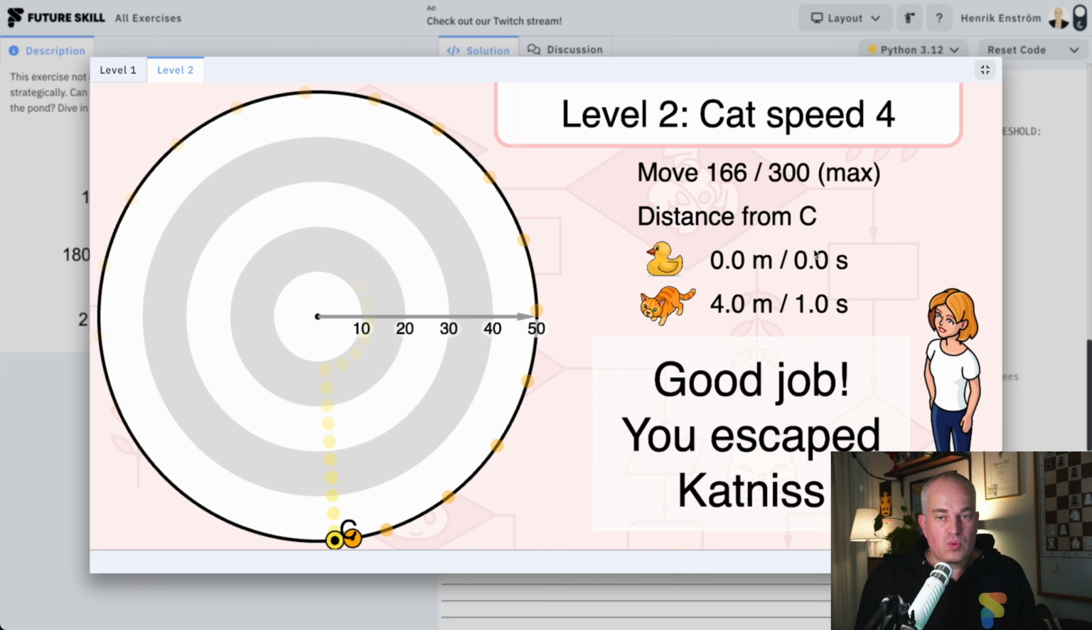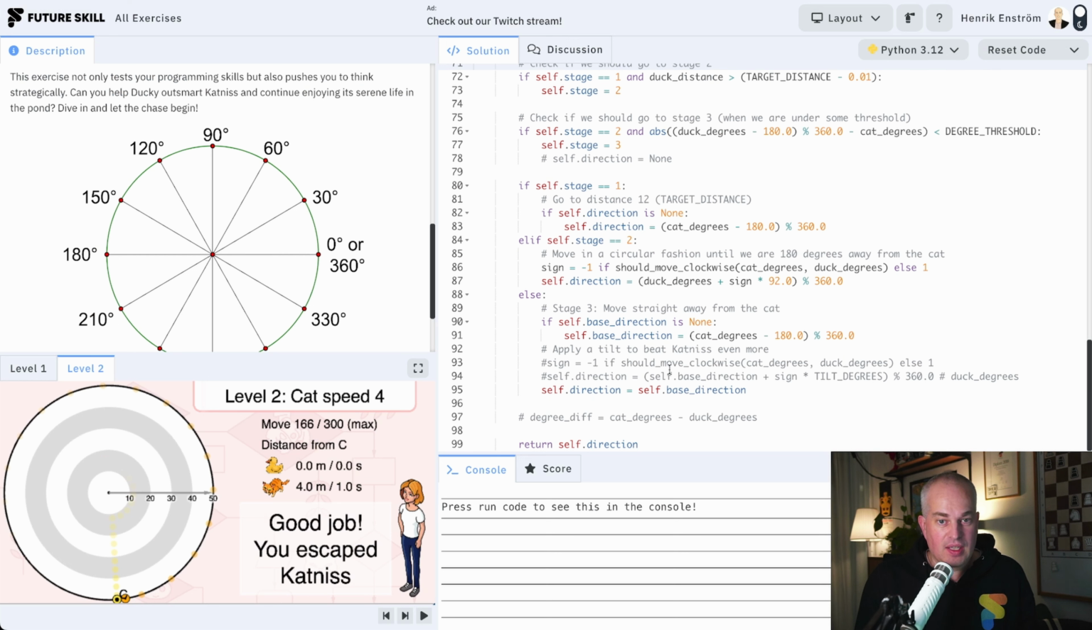And if we want to increase this number then, we can apply this tilt here. So what we do then is in every step we check if the cat is going clockwise or anti-clockwise around the circle. This is the sign we get. It's similar to what we did before. We use this should move clockwise function we have and set the sign to -1 or 1. And then we set the direction to the base direction plus this sign times the number of tilt degrees. And then we do modulo 360 to get back to a value between 0 and 360.